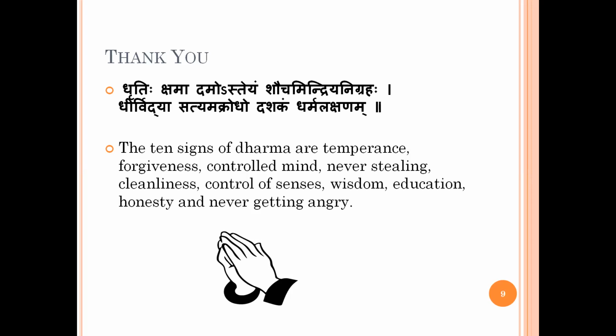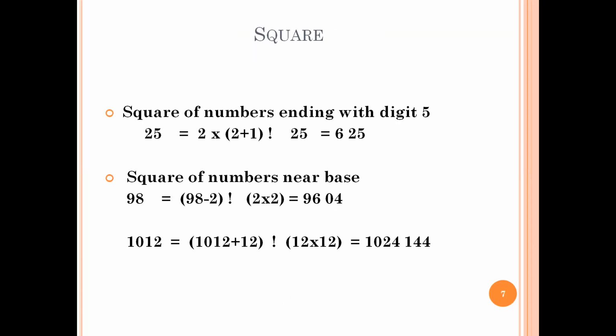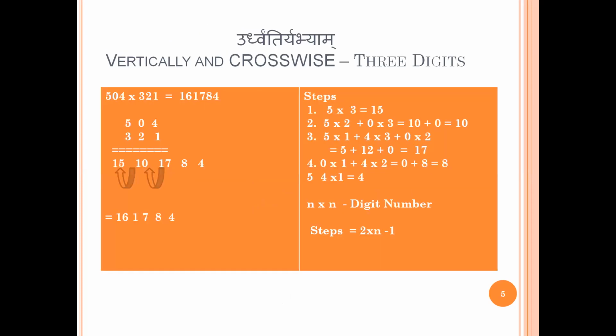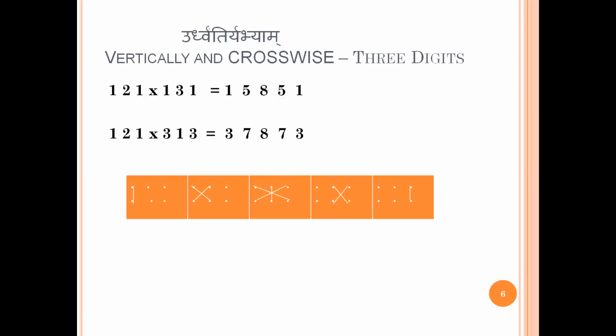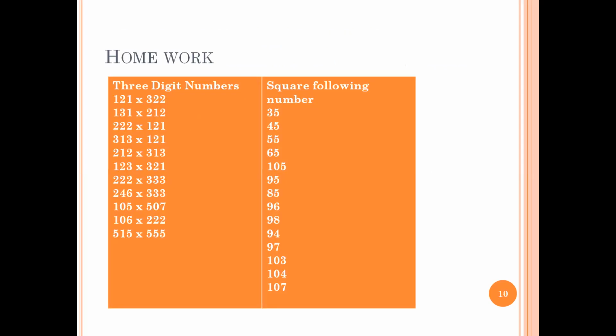So now the question answers. Is there anything which is not clear today about the square of a number ending in 5 or the base near and the three-digit vertically crosswise? These are the two important things I wanted to teach today. I have given a few homework problems for all of you: three-digit multiplication and squaring of numbers ending with 5, as well as numbers above or near the base. I will put that in our group so that you can solve this homework.